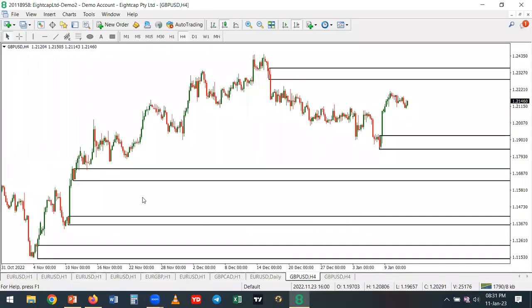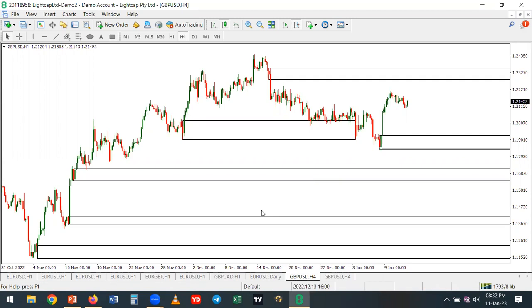Now, what does this mean? Like in this scenario here, there is an order block here, which price has broken through. In this case, price has broken through this order block here, but this is another order block here. This order block did not actually hold the price.